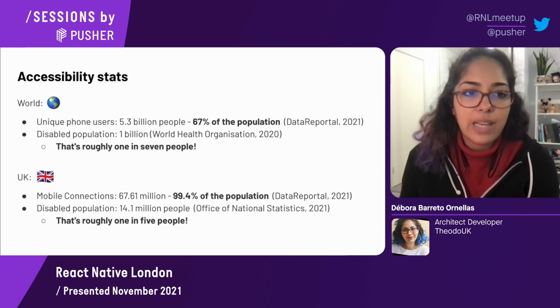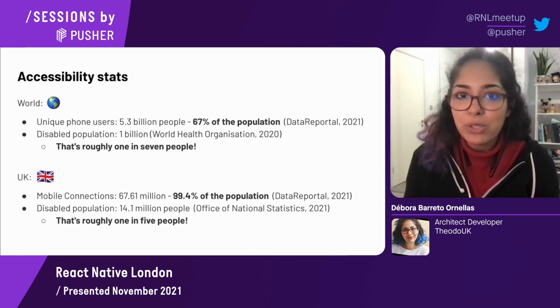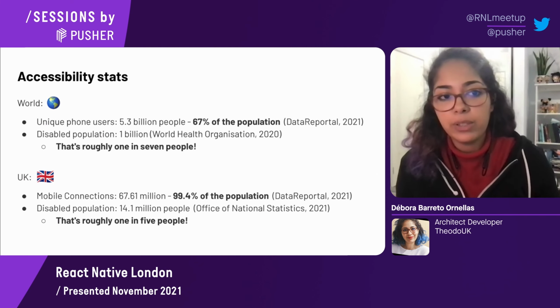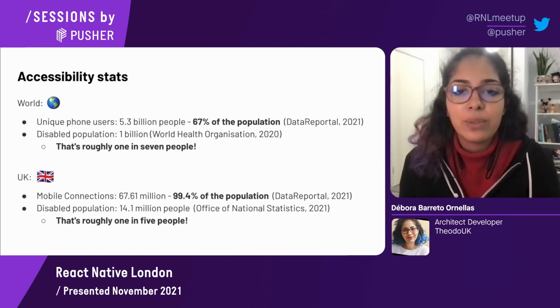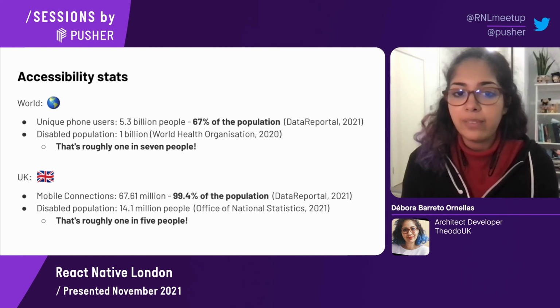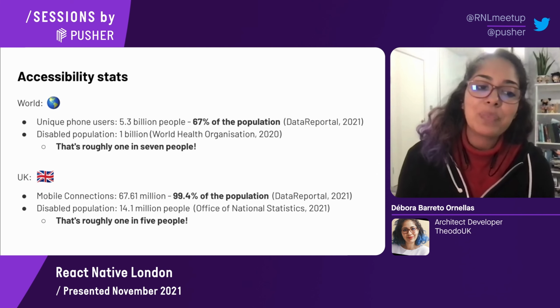Some stats about how many people use mobile phones and how many people are disabled in the world. Around two-thirds of the global population are phone users, and roughly 1 in 7 people have disabilities, which is a non-negligible proportion of people.